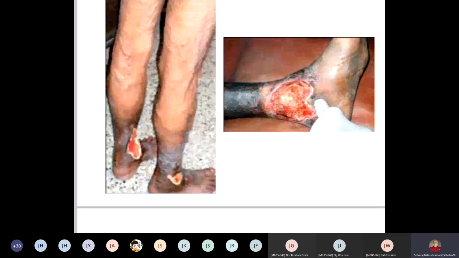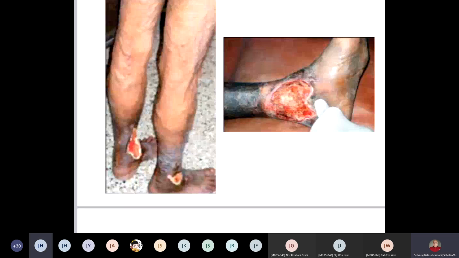What type of edge will you have in this ulcer? Venous ulcer: sloping edge. Correct. Is it a deep ulcer or a superficial ulcer? Superficial. What do you mean by superficial? It is not deep to which fascia? Not deep to deep fascia.